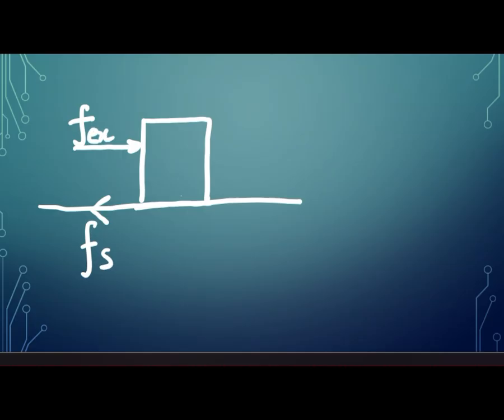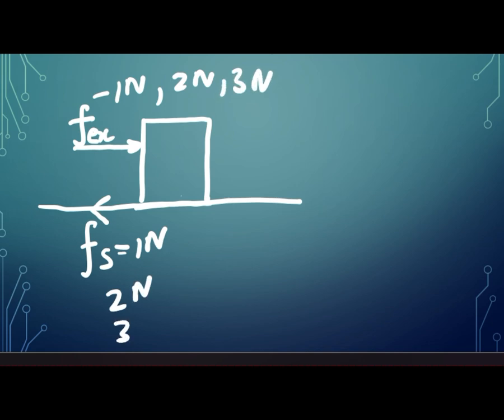So for example, you applied 1 Newton force here. It did not move. So the static friction will also be 1 Newton. Then if you apply 2 Newtons, the static friction will always be 2 Newtons. Then you apply 3 Newtons, the static friction will be 3 Newtons. Then you apply 4 Newtons, the static friction will be 4 Newtons. This is the way static friction keeps on adjusting based on the external force you apply, right?